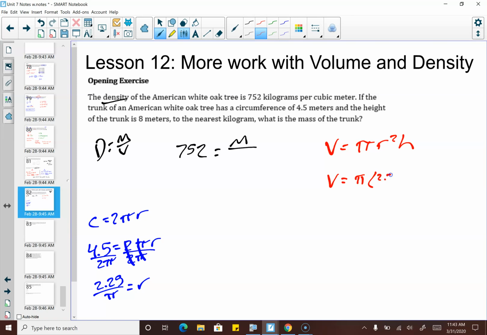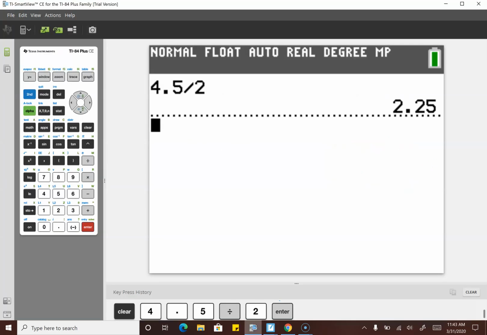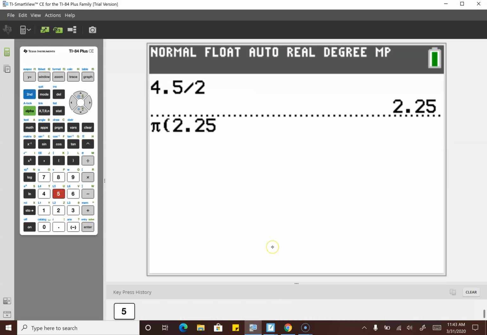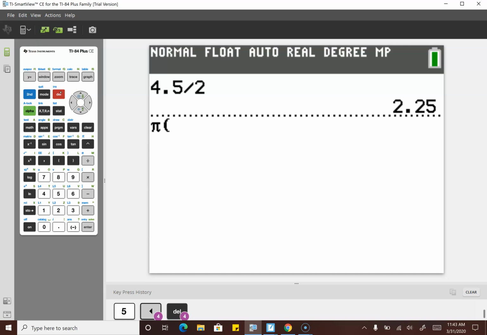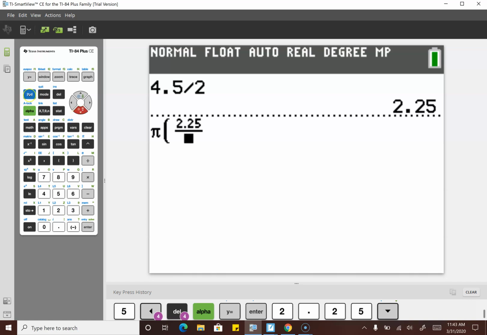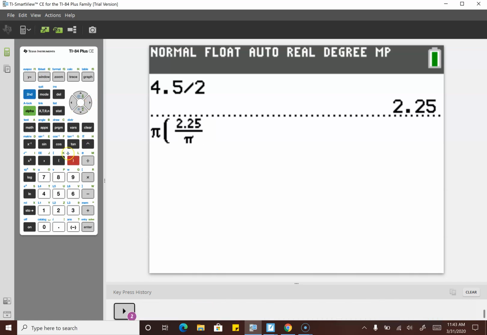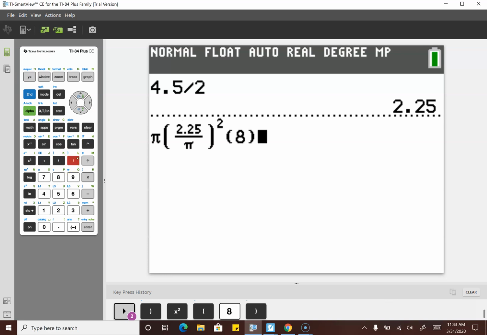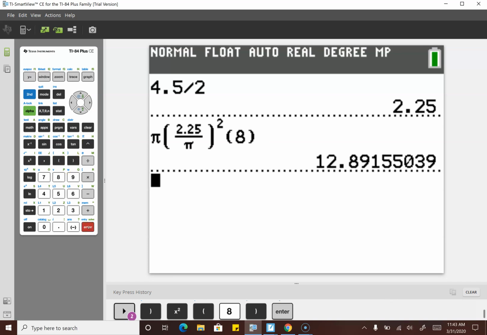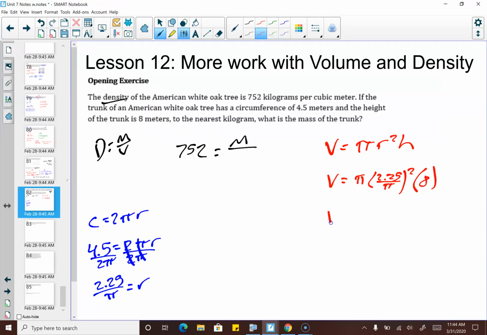So pi times (2.25 over pi) squared times 8. Again, it's just going to be easier for me to put in my calculator. So pi times 2.25, and actually I'm going to use my fraction button here. This will make this even easier. 2.25 divided by pi squared times 8. And when I do that, I get 12.89155. So we'll go 12.8916. So V equals 12.8916.